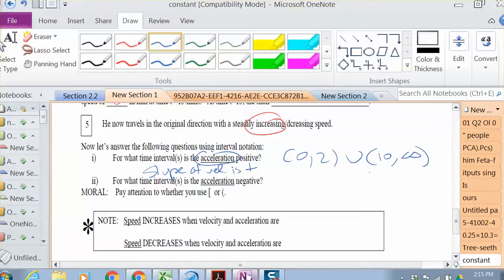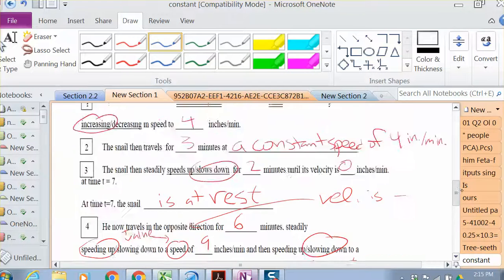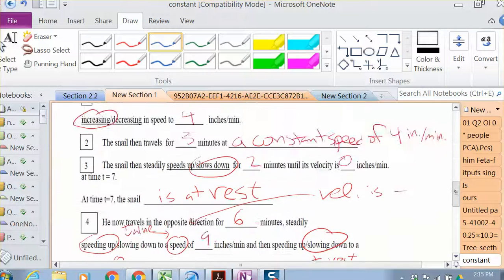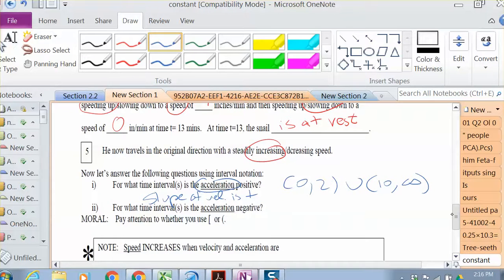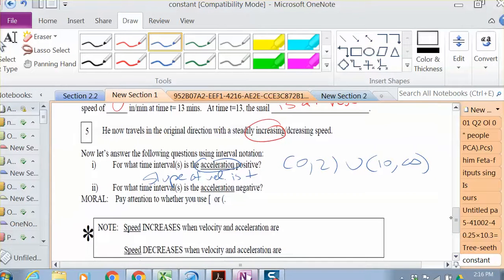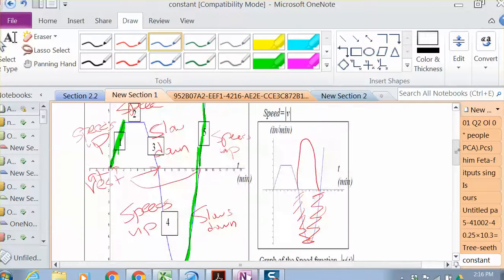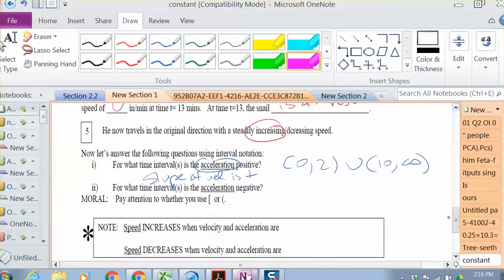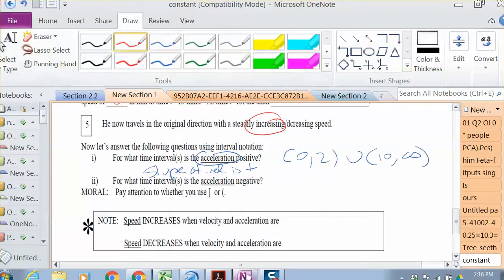So that's the slopes of the tangent lines to the velocity curve being positive, as you see right there for path 1 and from 10 to forever. Our acceleration is positive. But the acceleration is negative from what to what? Yeah, we don't include 2 because it's constant. This is now when the slope of velocity is negative.